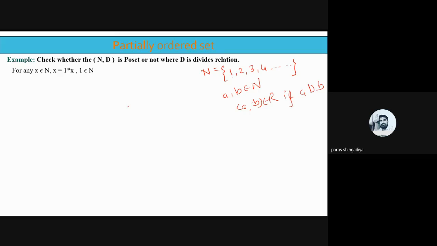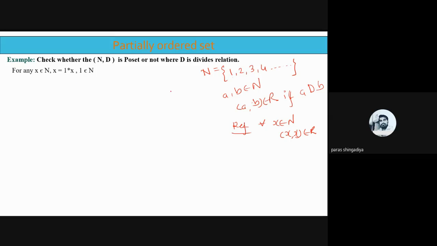So in the reflexive condition, we'll prove that for every x belonging to N, we check whether x comma x belongs to R or not. And here I consider that x is equal to 1 times x, for any x belonging to N.